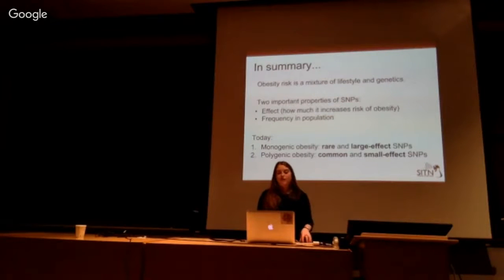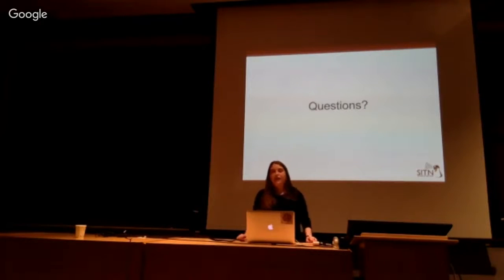So in summary, obesity risk is a mixture of lifestyle and genetics, and we talked about two important properties of SNPs. So we talked about their effect, so how much they increase your risk of obesity, and their frequency in the population. In the next section, we're going to talk about monogenic obesity, so rare and large effect SNPs. And in the third section, we're going to talk about polygenic obesity, so common and small effect SNPs. And I will now take any questions you have.